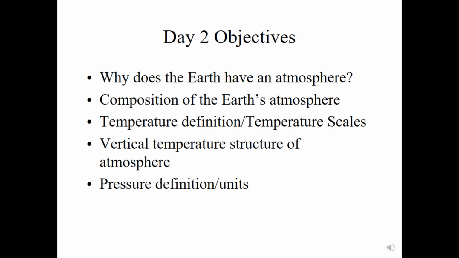So today we're just going to cover why the Earth has an atmosphere. We'll introduce the composition of the Earth's atmosphere, the temperature scales that we use to describe the atmosphere, the vertical temperature structure of the atmosphere, and then we will define pressure.